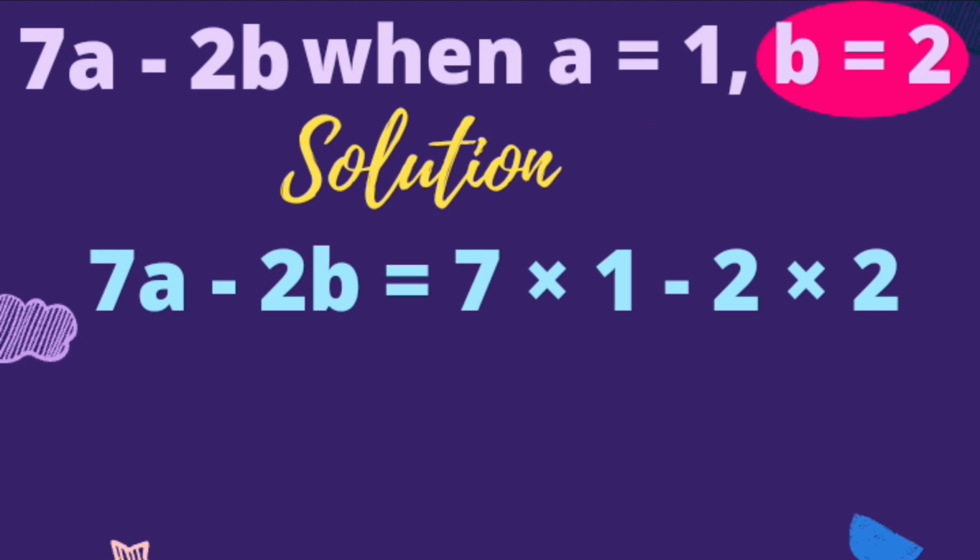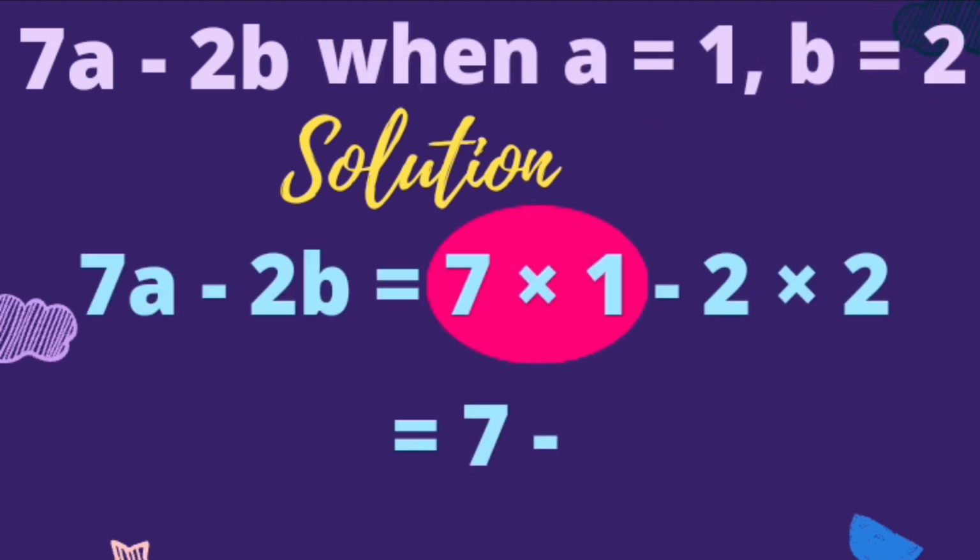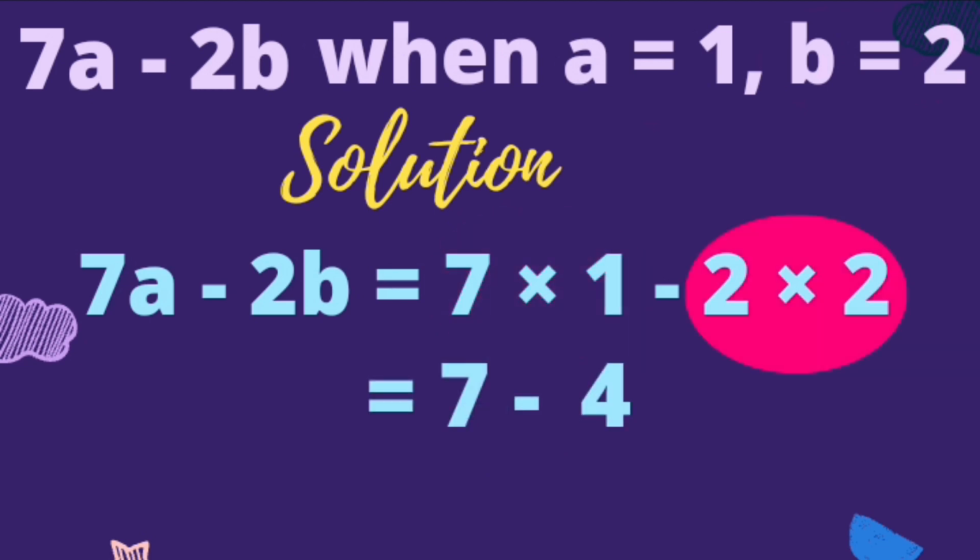Did you notice that we replaced a with 1 and we replaced b with 2? 7 times 1 is equal to 7, minus 2 times 2 is equal to 4. 7 minus 4 is equal to 3. Hence, the result is 3. I hope you understand this. Let's look at one more example on substitution.